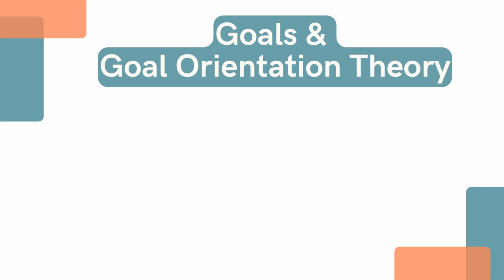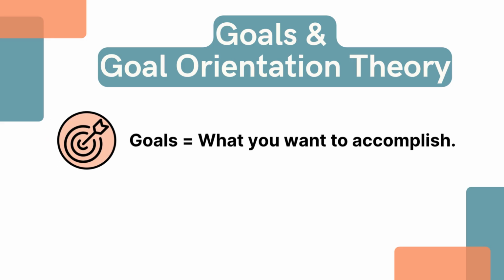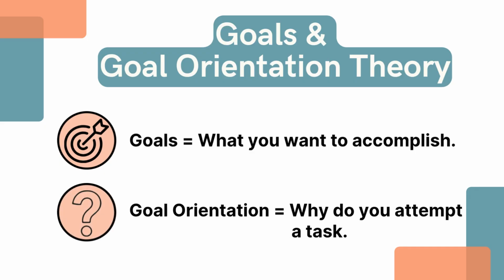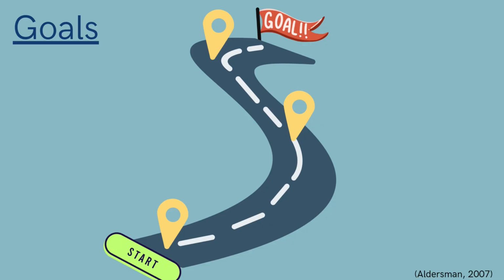Next, we will look at the goals and goal orientation theory. But before we can move further, we need to first define goals and goal orientations. Goals are what we want to accomplish, such as making the basketball team. Goal orientations are why we attempt to do a task, such as why did we want to make the basketball team?